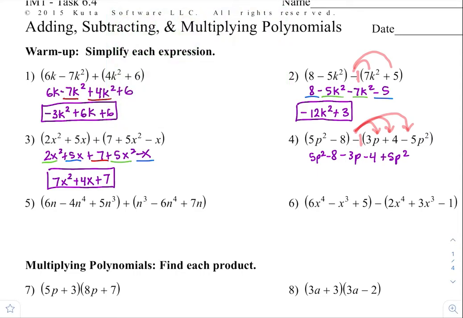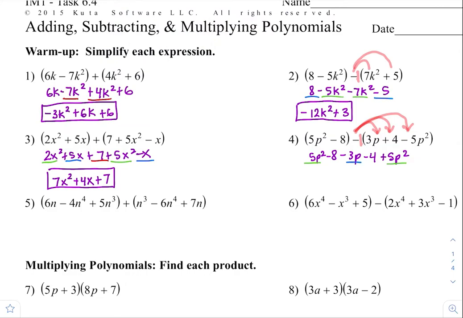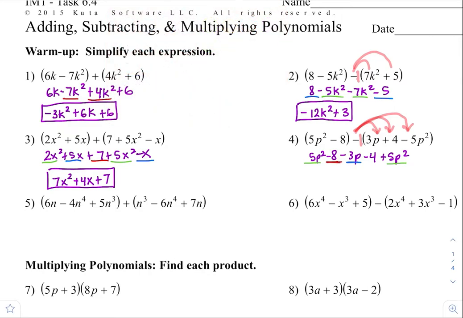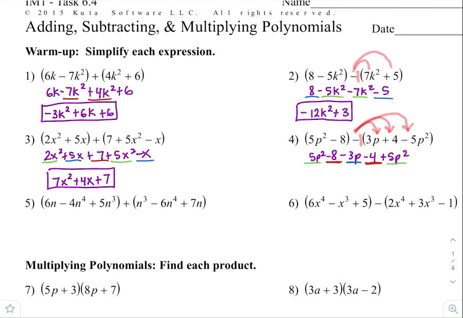Now combine like terms, so we got this one right here. The next highest degree is the p, and then the next highest degree are your constants, which is the negative 8 and the negative 4. So highest degrees first, which is the p squared, so 5p squared plus 5p squared, 10p squared. Negative 3p is by itself, so just negative 3p. Negative 8 minus 4, negative 12.